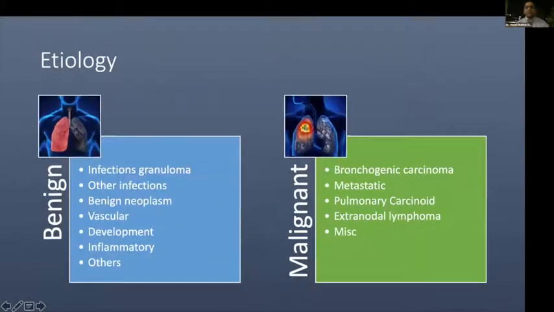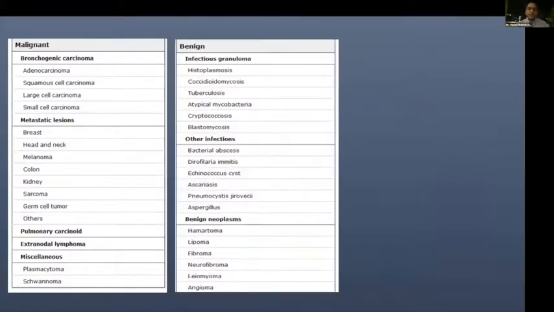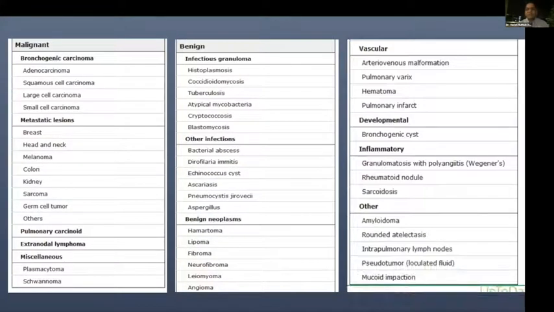So of course, we know the etiology. We generally define nodules as benign or malignant, and these are a few common ones. But if you were to exhaust the list, you can go online, and you can see the list is actually very, very exhaustive, and you can classify it according to multiple areas.